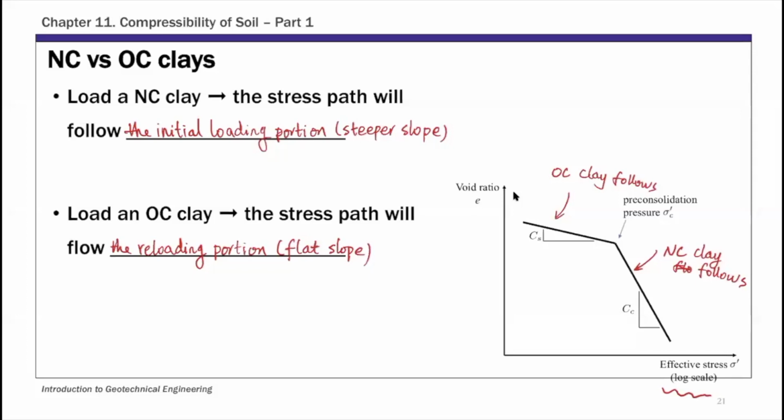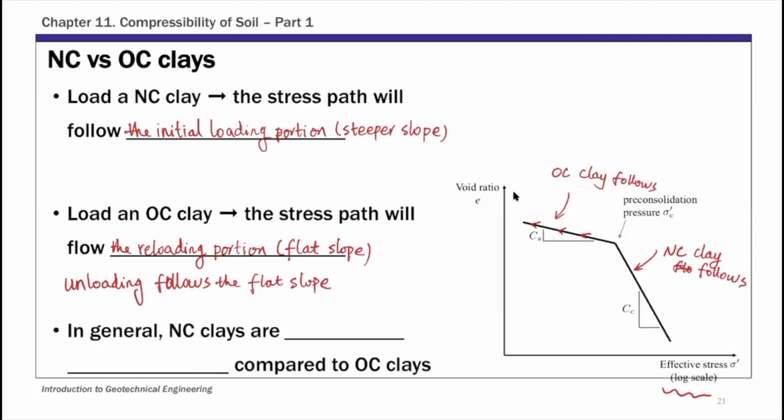Okay. And so the one exception is unloading. So if you're unloading a clay, even if it's a normally consolidated clay, unloading is going to follow this same portion. Okay. So it doesn't matter if it's NC or OC. If you unload the clay, it's going to follow the flat slope.